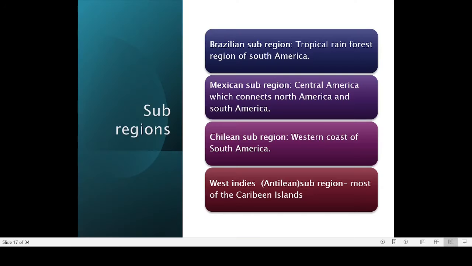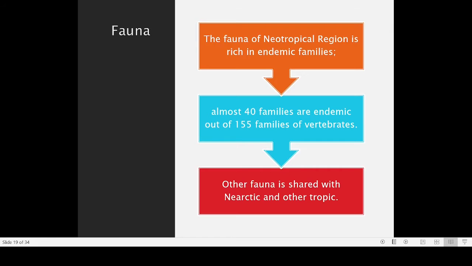So there are some animals present in South America which exhibit similarities with the animals present in North America. That is why the fauna is shared with the Nearctic, or we can say there are affinities with the Nearctic realm. Affinities means similarity. There is no other realm or continent nearby South America, so only with the Nearctic does it exhibit some kind of similarity or affinity.